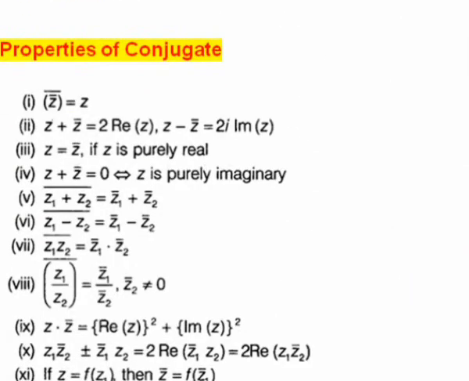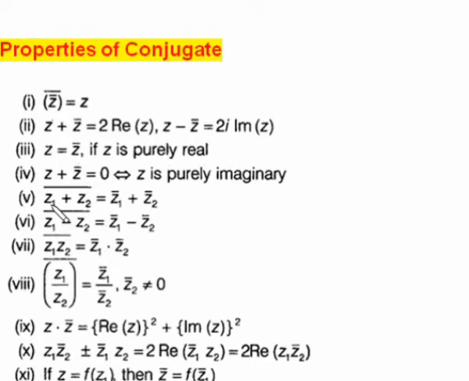Now see some properties of the conjugate. The conjugate of the double conjugate of a complex number is the complex number itself. When we add the complex number with its conjugate, we get twice the real part of the complex number, and when we subtract the conjugate from the complex number, we get twice its imaginary part. If the complex number is equal to its conjugate, that means it is purely real, meaning it has no imaginary part. If the complex number added with its conjugate is 0, that means z is purely imaginary.